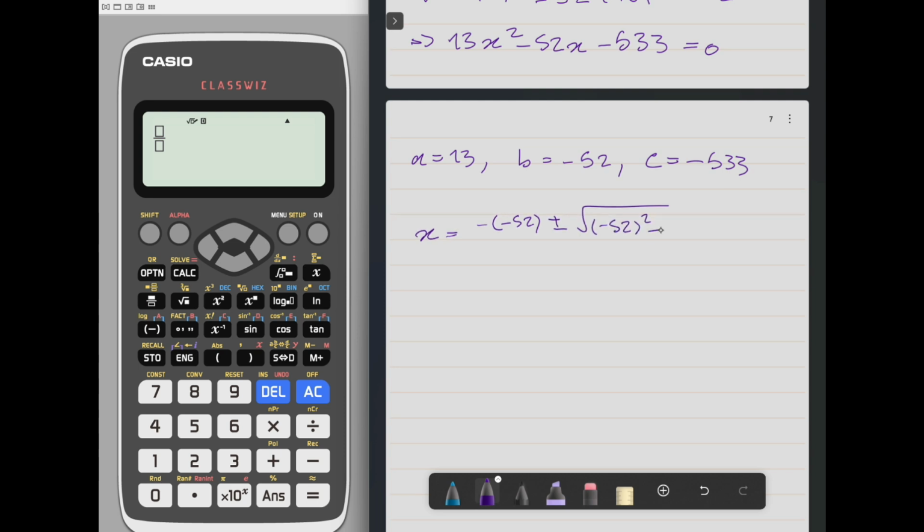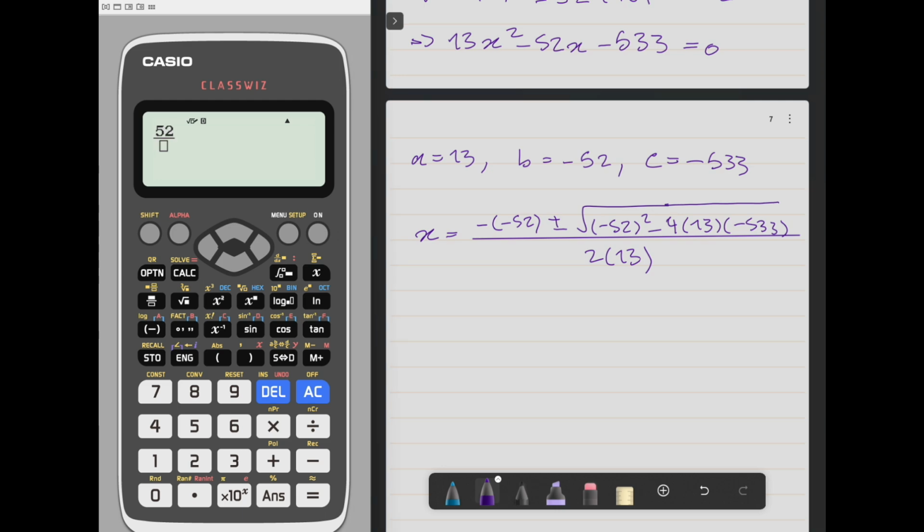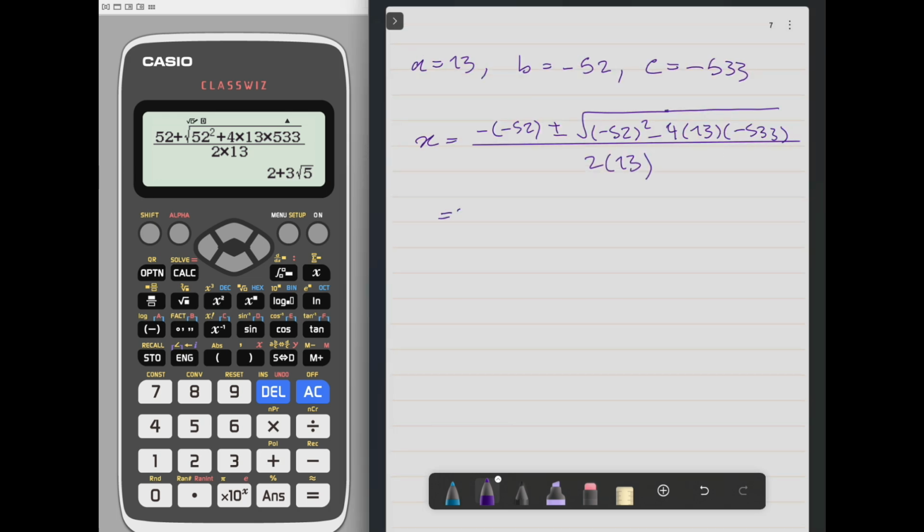So my x is going to be equal to minus 52 plus or minus root of minus 52 squared minus 4 times 13 times minus 533, over 2 times 13. So I'm going to have 52 plus or minus root of 52 squared plus 4 times 13 times 533, over 2 times 13, which is going to be 2 plus or minus 3 root 5. So x is going to be equal to 2 plus 3 root 5, and x is going to be equal to 2 minus 3 root 5.